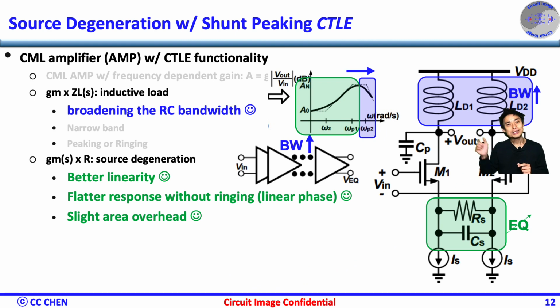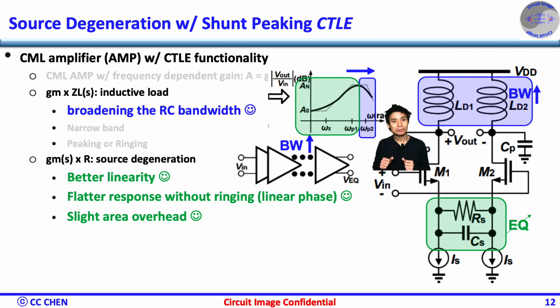Right, we still can add the shunt-peaking inductor as a way of broadening the RC bandwidth between the cascaded stages, such that we can make sure the peaking frequency could be at least equal or slightly greater than the next rate frequency. Again, the output pole omega P2 is translated to complex poles by the inductor, which should be designed greater than the pole omega P1 of the source degeneration CTLE.